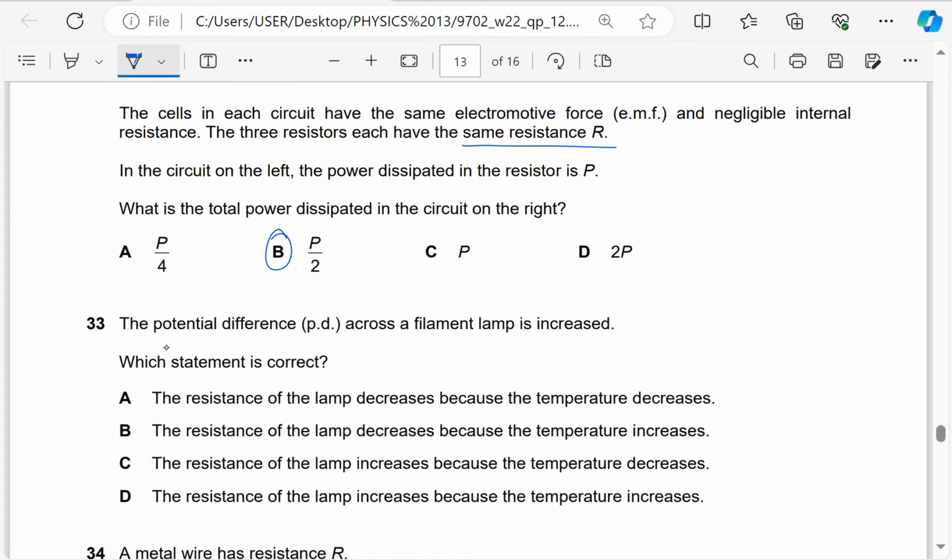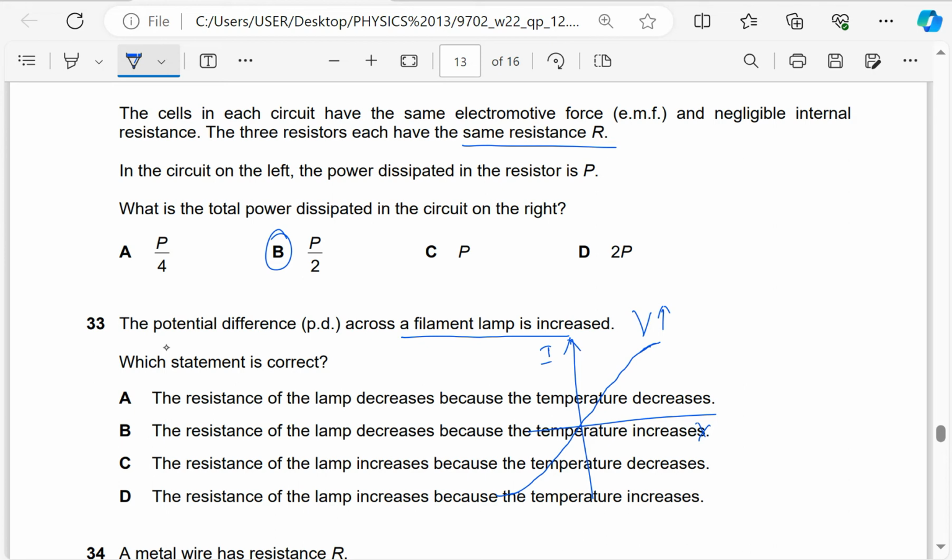The PD across a filament lamp is increased. V is increased. I'll even sketch the graph for a filament lamp. Remember, for a filament lamp, the graph looks like this. It slightly curves. So let's say this is the I against V. So when V is increased, I also increases, but the resistance increases because the temperature of the filament lamp increases.